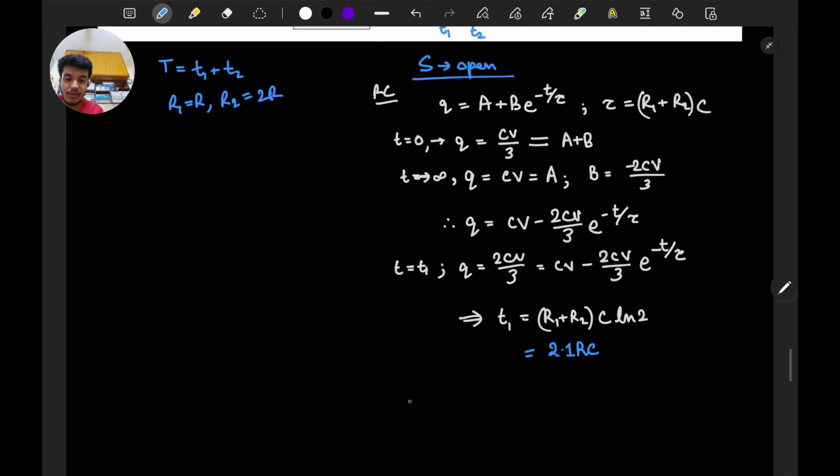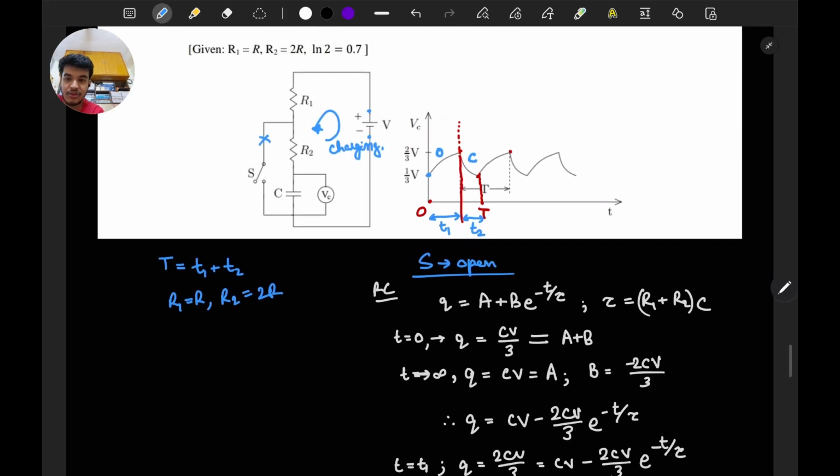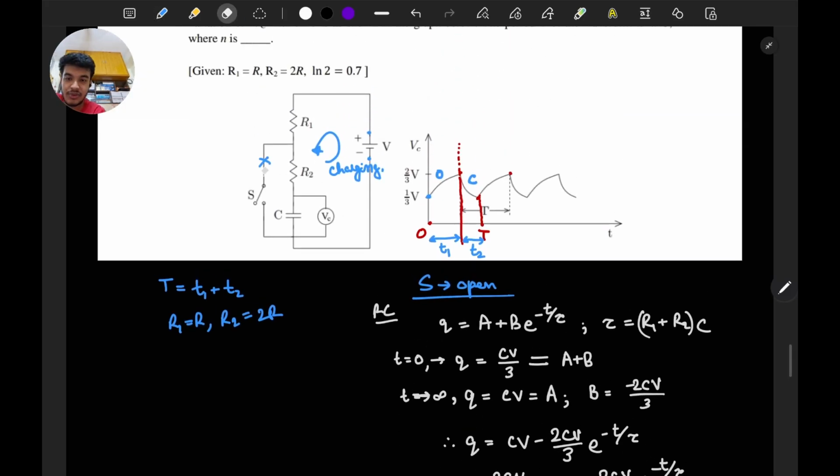Now I have to find the case when S is closed. When S is closed, just see one thing. This point right here is at 2V by 3. The voltage is 2V by 3. Just know this switch is called a voltage regulated switch, whose closing and opening depends on voltage regulation. This is called a voltage regulated switch.